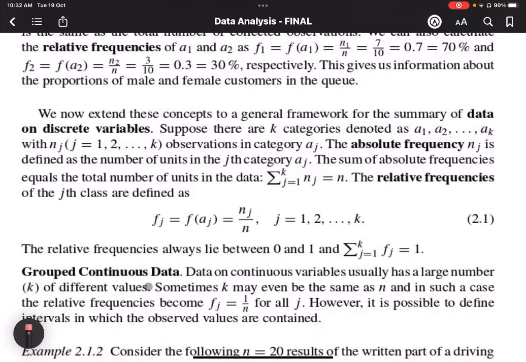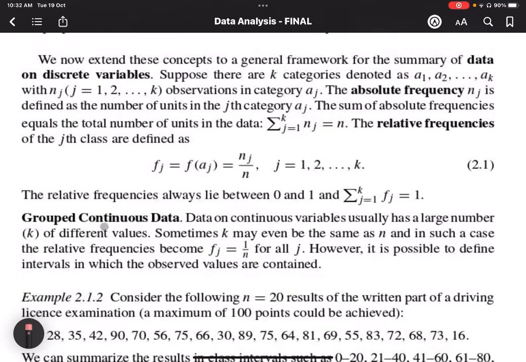How about group continuous data? Okay, so pag discrete kasi, wala tayong fix yung ating value na exact siya. No? But with group continuous data, we have a different setup. No? Data on continuous variables usually has a large number k of different values. So what we have is a different formula for the relative frequency, which is Fj equals 1 over n for all j. However, it is possible to define intervals in which the observed values are contained.